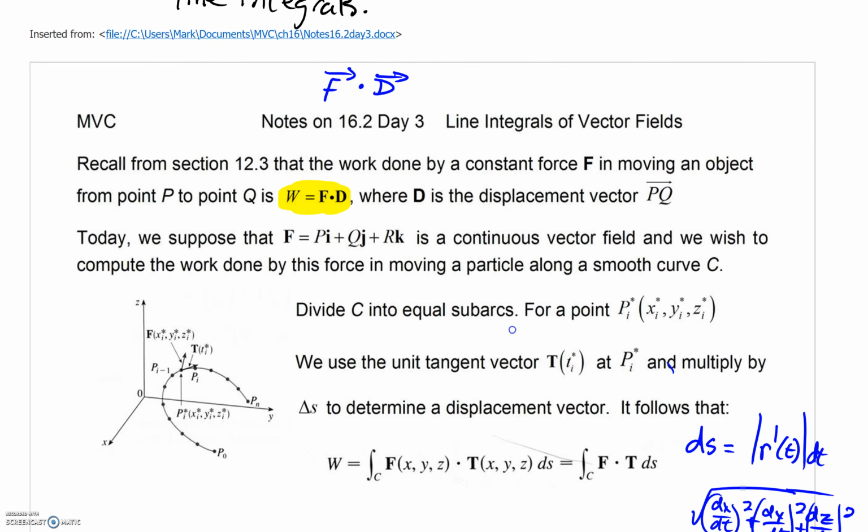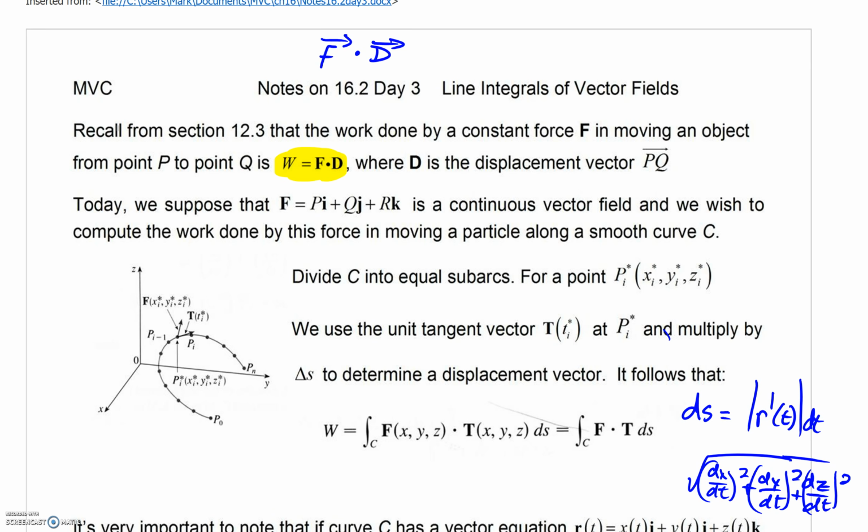What you learned earlier, at the start of the year, coming full circle with 12.3, we found that work had a vector formula to it. It was a dot product. To calculate work, it was a force vector dotted with a displacement vector, PQ.